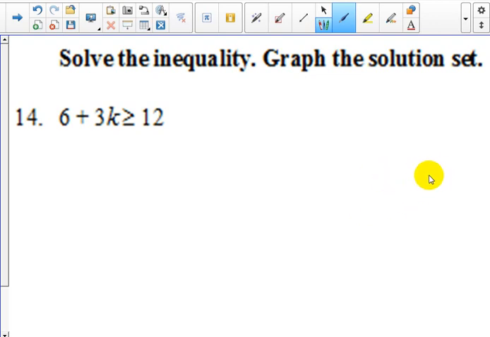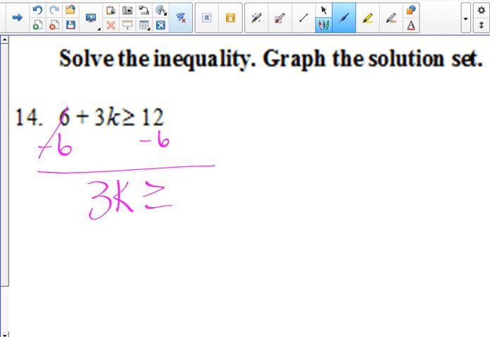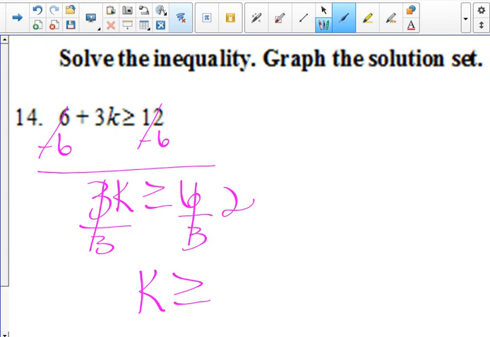The next problem, number 14, says solve the inequality and graph the solution set. So we've got a k here. We're going to solve for k. Everything else needs to go away. So I am going to subtract 6 from each side. And that goes away, and I'm left with 3k is greater than or equal to 12 minus 6, which is 6. So now I'm going to divide each side by 3. And I'm dividing by a positive number, so I don't flip the sign. It's only when you multiply or divide each side by a negative that you flip it. So now that goes to 2. So my answer is k is greater than or equal to 2.